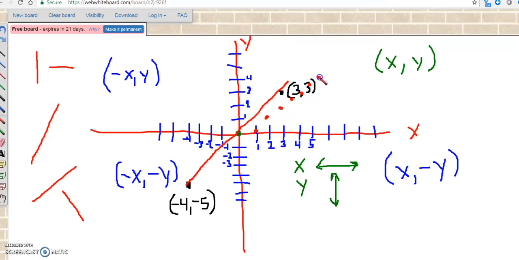Each one of these dots right here represents the fact that my X was at a 1, my Y was at a 0. Now my X is at a 2, my Y is at a 1. My X is at a 3, my Y is at a 2. They are both increasing at the same time.